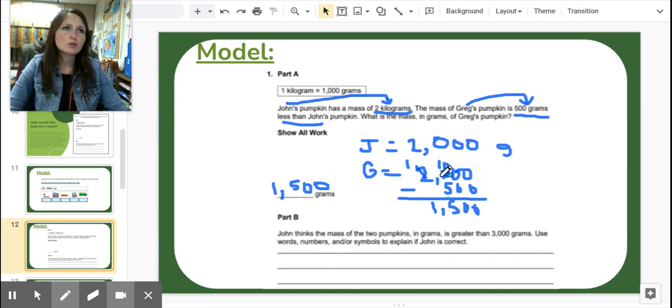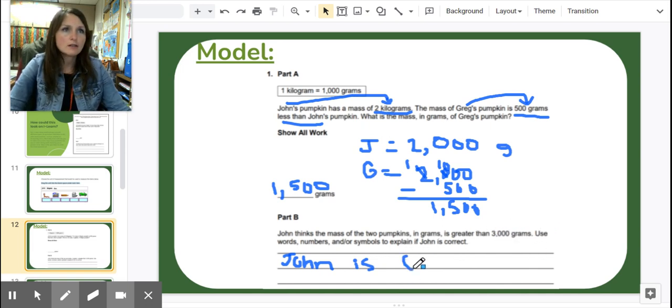All right, so now I'm going to use this information to help me solve part B. John thinks the mass of the two pumpkins in grams is greater than 3,000 grams. So if you add 2,000 plus 1,500, is that going to be greater than 3,000? Use words, numbers, and or symbols to explain if John is correct. Let's find out. Is it greater than 3,000? Well, 2,000 plus 1,500, that would be 2,000 plus 1,000 is 3,000, plus the 500 would be 3,500.